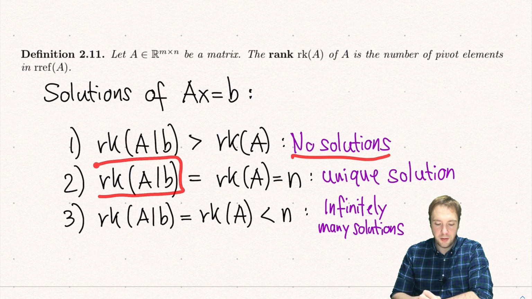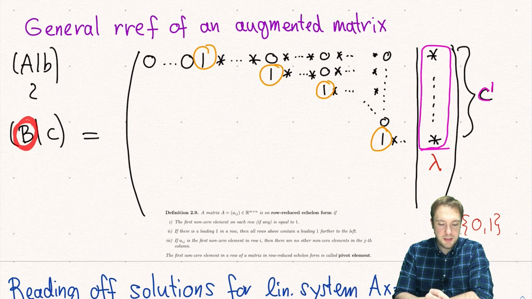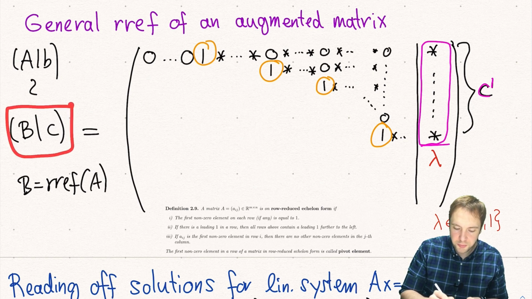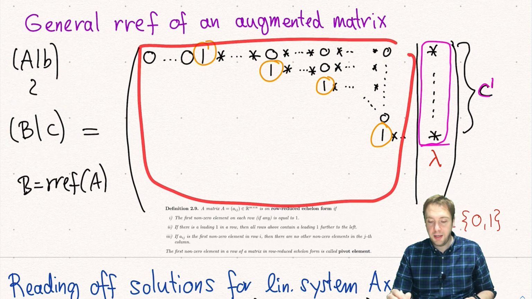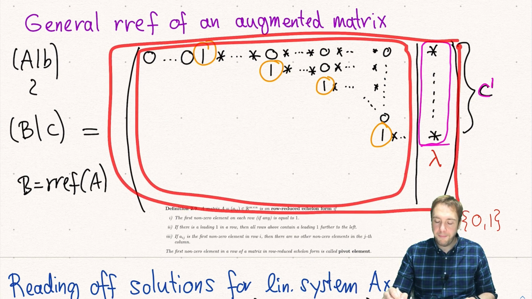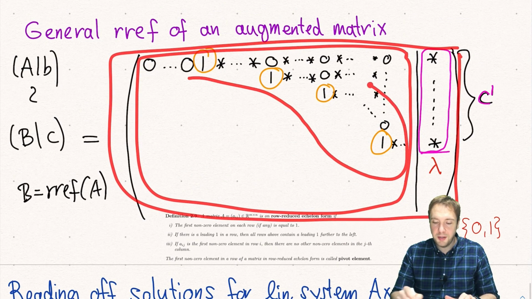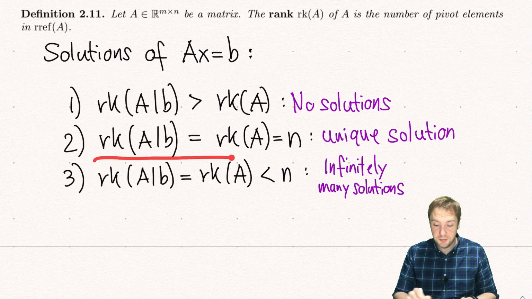But if the rank of the augmented matrix equals the rank of A, so the rank of A is the same as the rank of B, because B in this case is also the row-reduced echelon form of A, and this whole thing is the row-reduced echelon form of AB, then there are solutions. And if the rank of this matrix B is exactly the number of columns, then there is just one unique solution. So this is this case here.